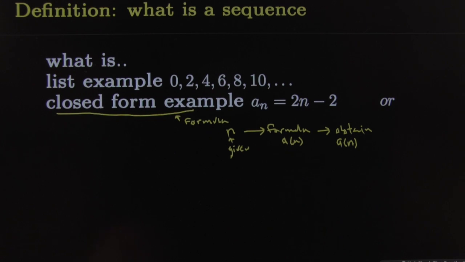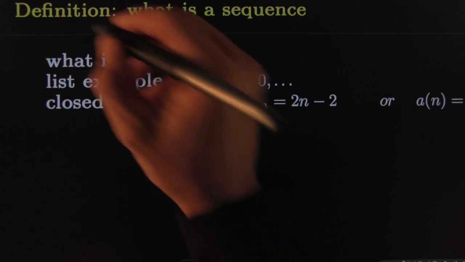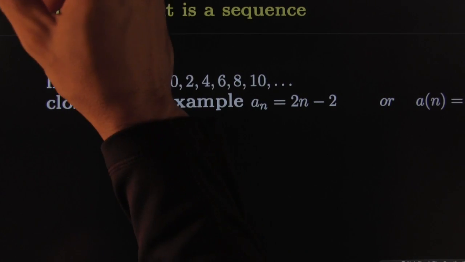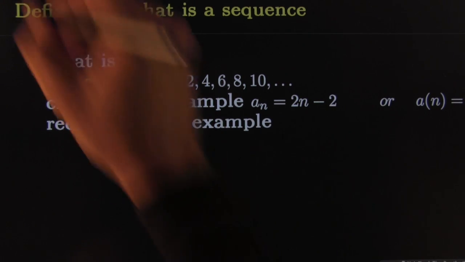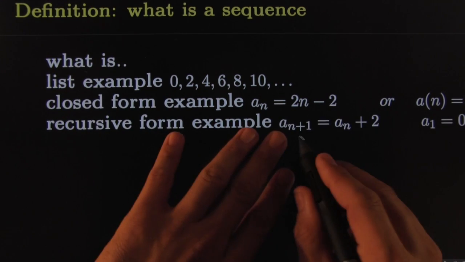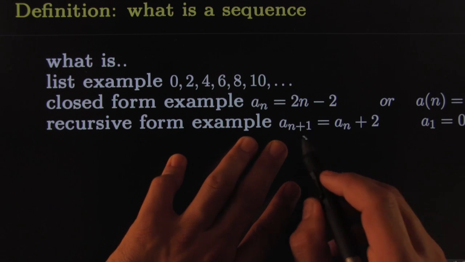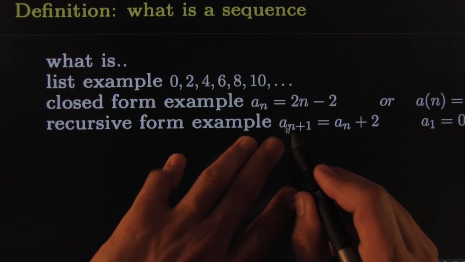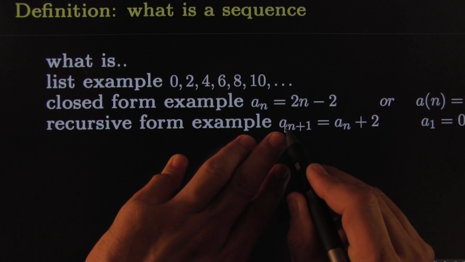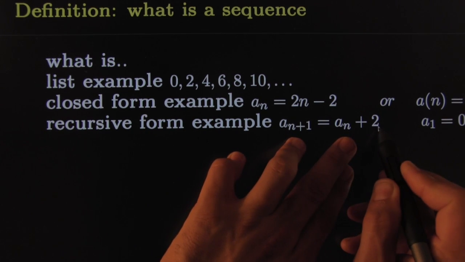Let's go to next slide. So other ways to describe them would be something like this. Recursive definition. Recursive means that you represent the next item based on the previous one. So the way you read this is like this. The n plus 1 term is equal to the nth term plus 2.